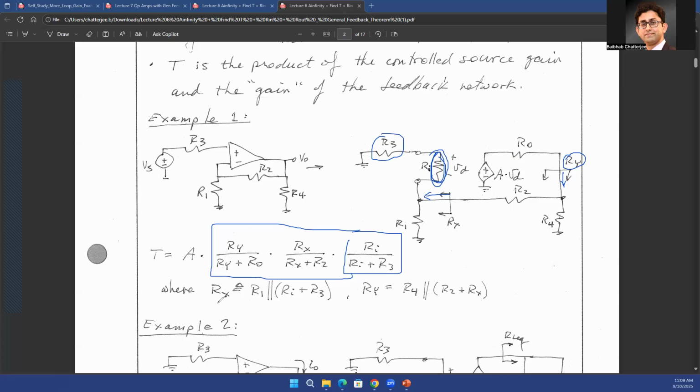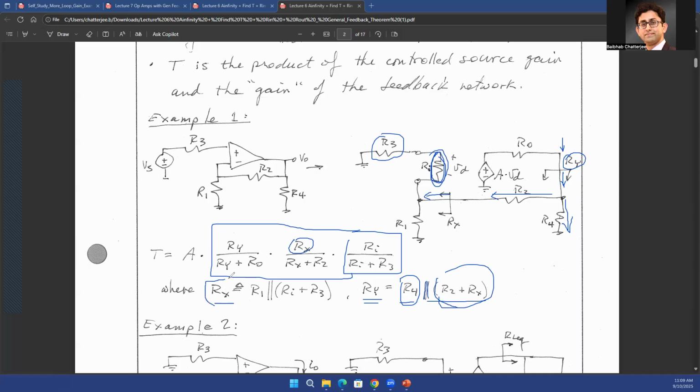Okay, so what is Rx? Now that you have represented beta in terms of Rx and Ry, you also need to find out what Rx and Ry are. So Ry, if you think about it, is R4 in parallel with R2 plus Rx. If you try to find out what Ry is, it's R4, because this path is going to ground, and on this side, you have R2 in series with Rx. So you have R4 in parallel with R2 plus Rx. That's what you have as Ry.